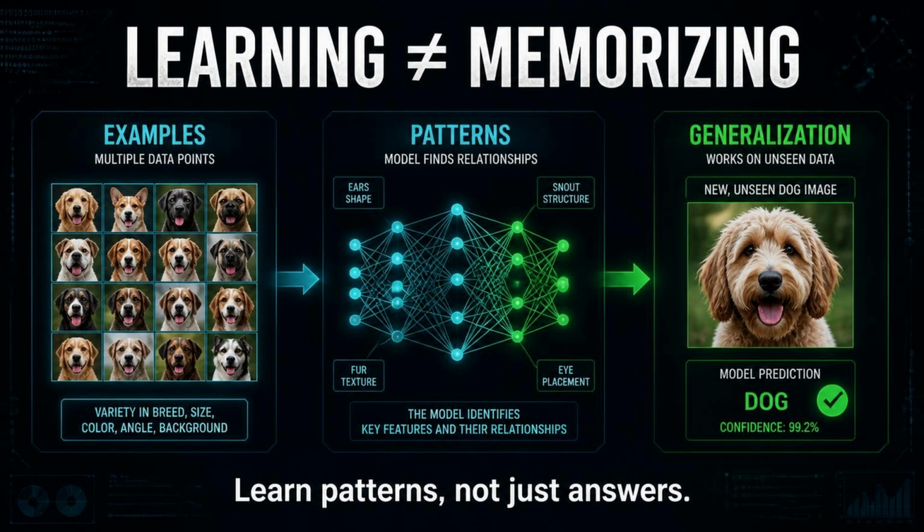But there's an important distinction. Learning doesn't simply mean memorizing the examples. Imagine showing an AI 1,000 pictures of dogs. If it simply memorized those exact pictures, it wouldn't be very useful. The real goal is different. The model should learn patterns that allow it to recognize a dog it has never seen before. This ability is called generalization, and it's one of the most important ideas in machine learning. A good model isn't just remembering the past. It's using what it learned to handle something new.